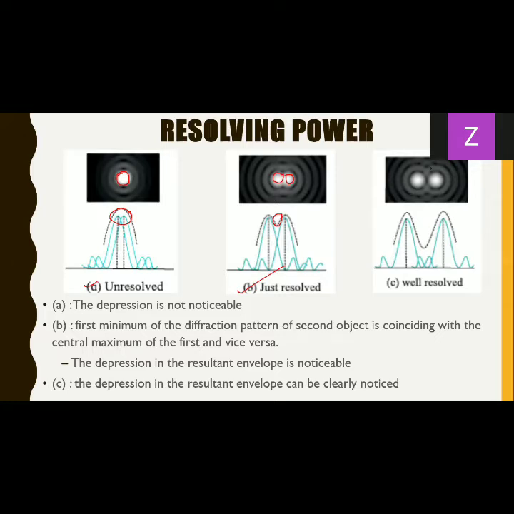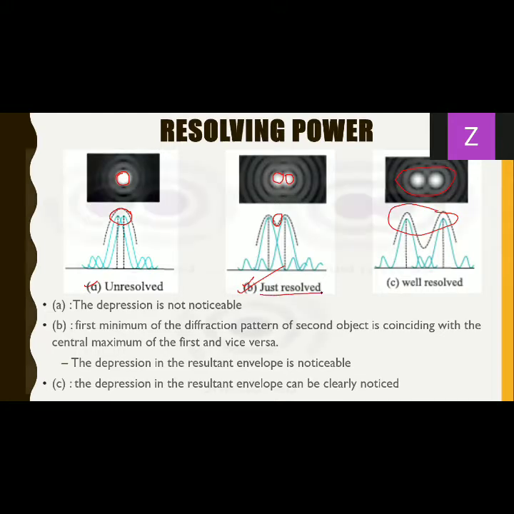But what we want is this condition. You can see that the objects are distinctly visible, giving rise to the well resolved case, which is ideally required. But obviously, whenever we consider resolution, we need to start at some point. And what is the starting point? This is the starting point, the just resolved case. So obviously, while deciding any criteria, we start from this particular point.